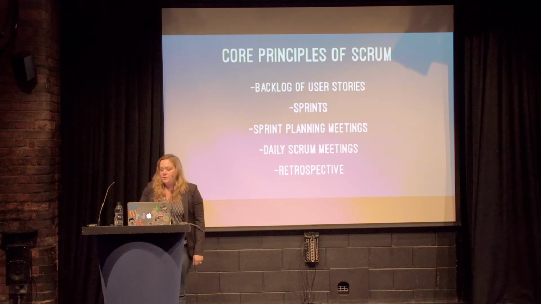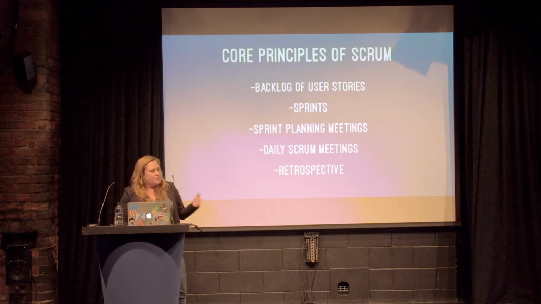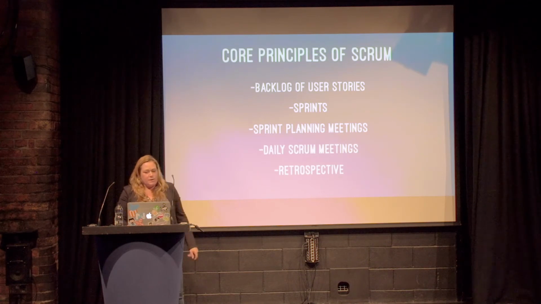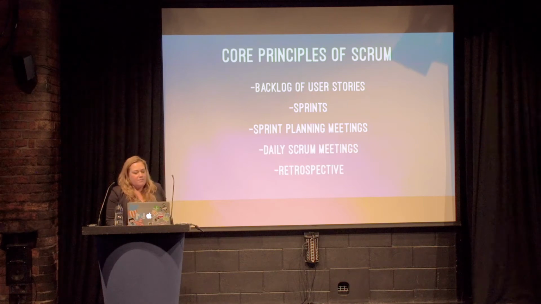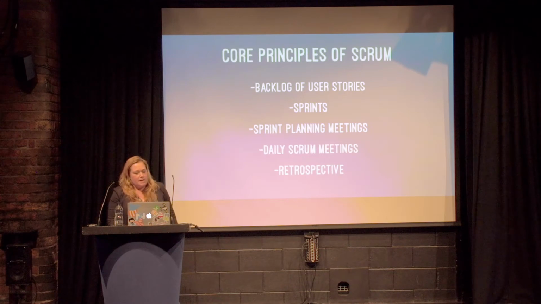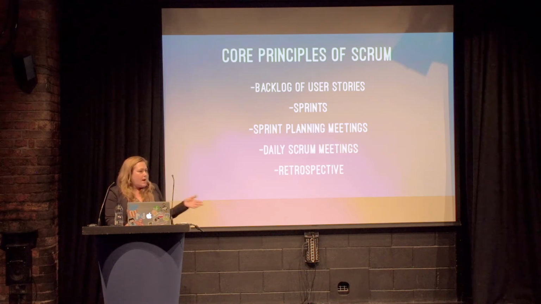Some of the core principles of Scrum: we have a backlog of user stories. We have sprints, which our user stories are organized into, and our sprints can be 1 week, 2 weeks, 6 weeks long. We have sprint planning meetings at the beginning of each sprint, where we choose which user stories we're going to be working on. And we have daily Scrum meetings, which are usually 15-minute stand-up meetings every day. And lastly, you'll have a retrospective meeting at the end of a sprint to talk about what went well, what didn't go well, and how you can improve it.